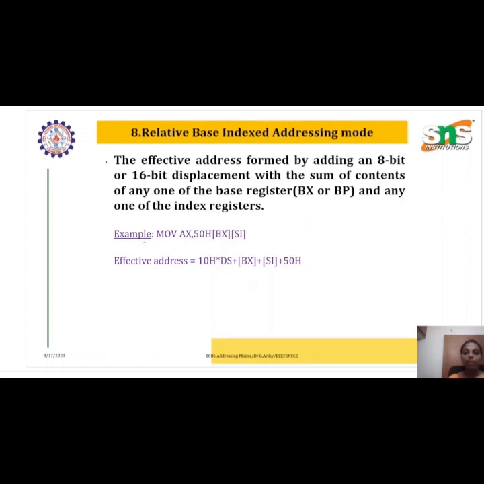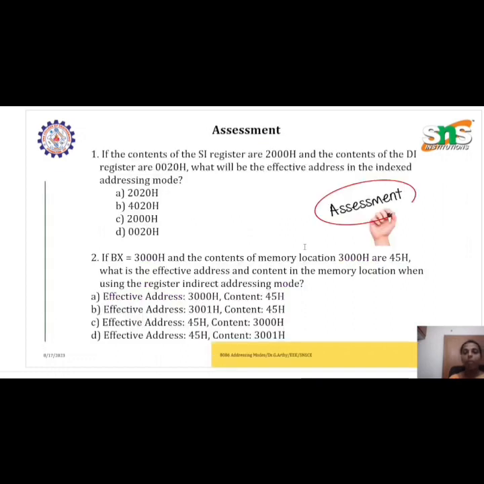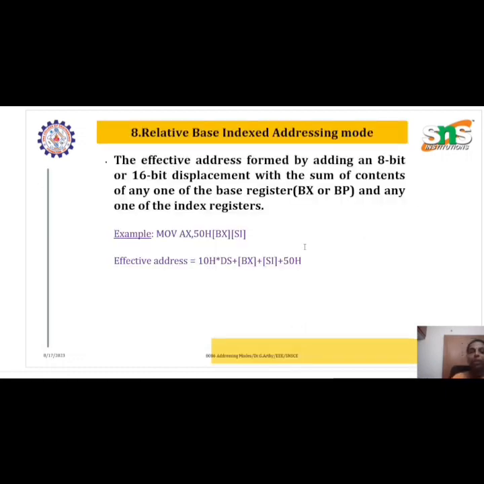Next is the relative base indexed addressing mode. Here, the effective address is formed by adding an 8-bit or 16-bit displacement with the sum of the contents of any of the base registers and any of the index registers. So SI is added with BX, added with the base DS, along with this displacement or offset value in the case of relative base indexed addressing mode. Out of the 12 addressing modes, we have discussed the most important and basic addressing modes.